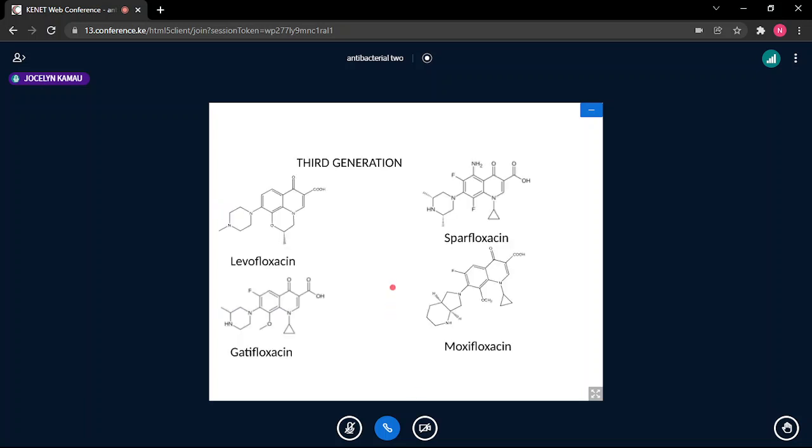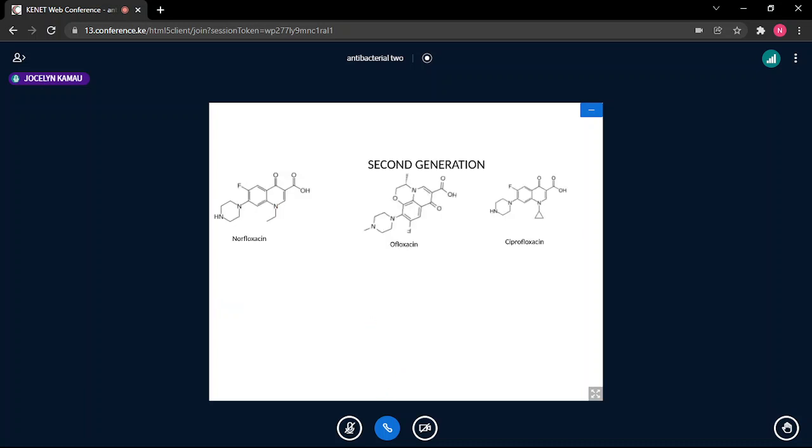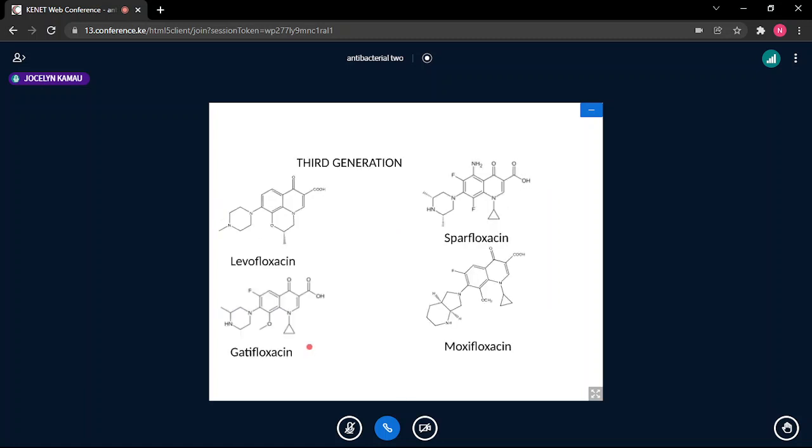Then we go to the third generation. Again, if you look at this third generation, this one is now drawn better. You should have seen the other one. This is drawn the same way the other should have been placed. So this is levofloxacin.